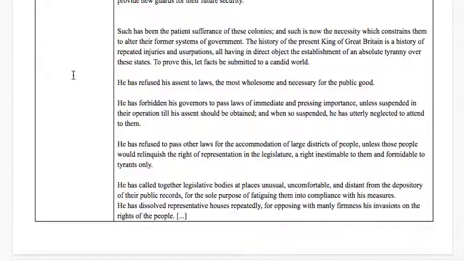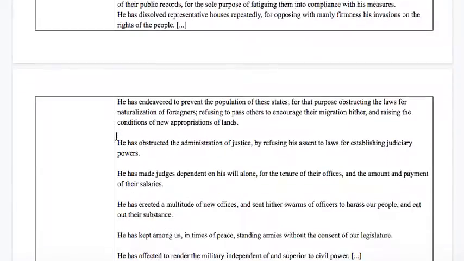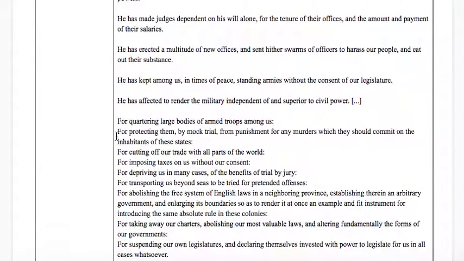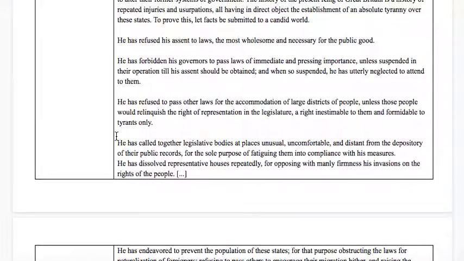Hashtag big facts, okay? So as we move along, we'll see that he has refused, he has forbidden, he has refused. Okay? Basically what Thomas Jefferson and the Founding Fathers do now is make a big old laundry list of all the terrible things that King George III has done. Okay, we're going to go through and highlight only that which pertains directly to us and pertains to the events that we've been talking about for the few days. Okay, that one is not super important.